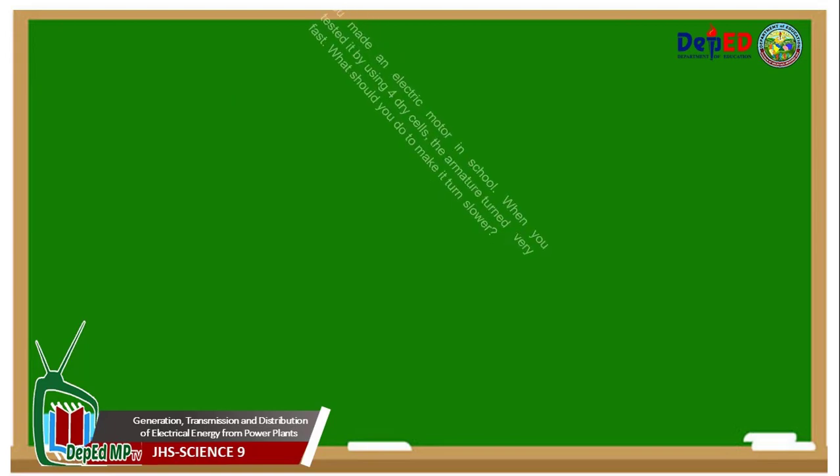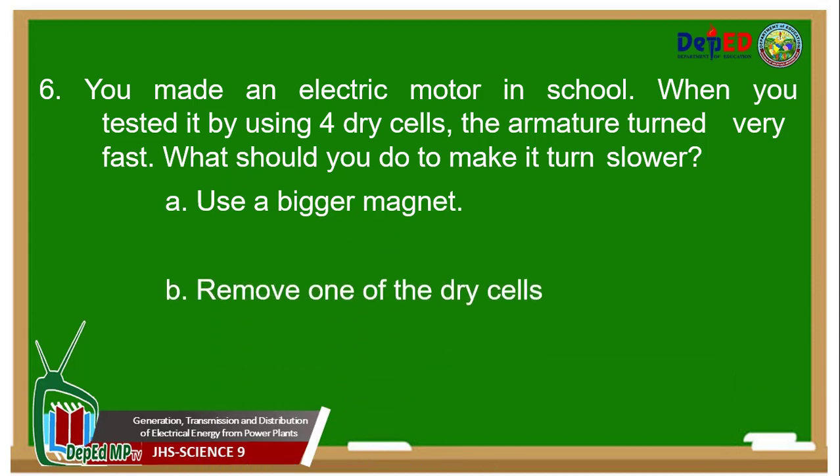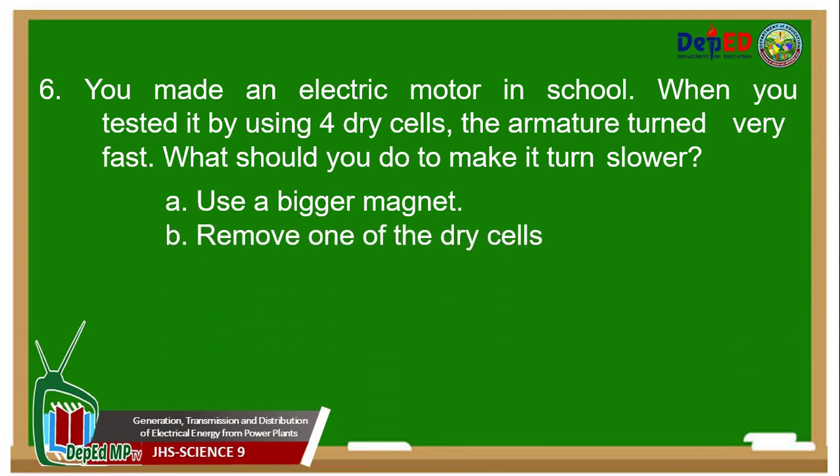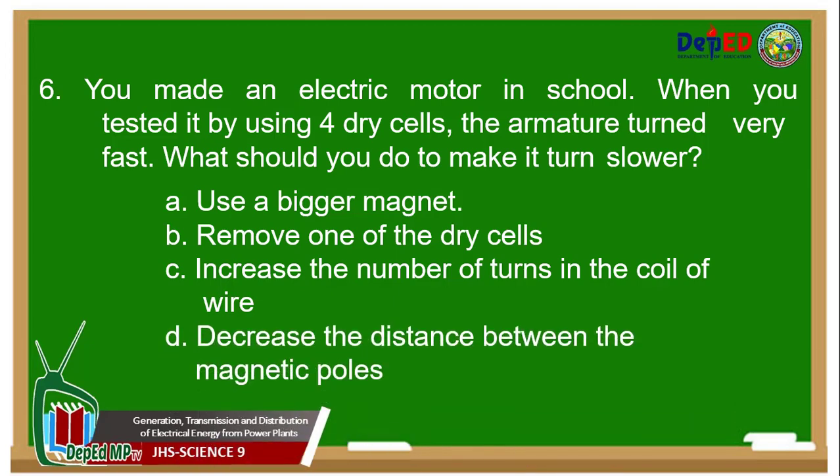You made an electric motor in school. When you tested it by using 4 dry cells, the armature turned very fast. What should you do to make it turn slower? A. Use a bigger magnet. B. Remove one of the dry cells. C. Increase the number of turns in the coil of wire. And D. Decrease the distance between the magnetic poles.